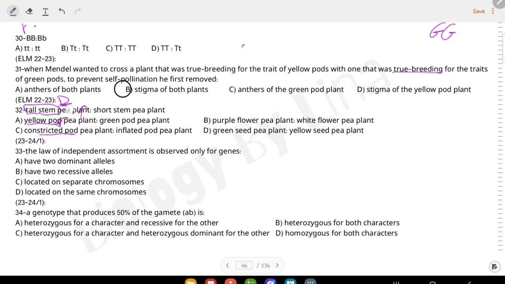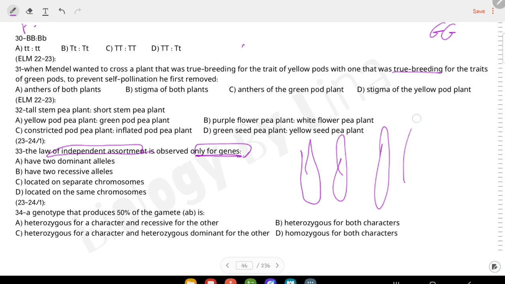Now, question 33, the law of independent assortment is observed only for genes. Is it for the genes that are on the same chromosome or on different chromosomes? We mentioned that in the law of independent assortment, the genes should be on different, separate chromosomes. For example, when I talk about the flower color, we have P capital, P small, or P capital, P capital. They are on different, separate chromosomes, not on the same chromosome. And also here, for example, for the seed color, the yellow is dominant, Y capital, Y small. They are on separate chromosomes.